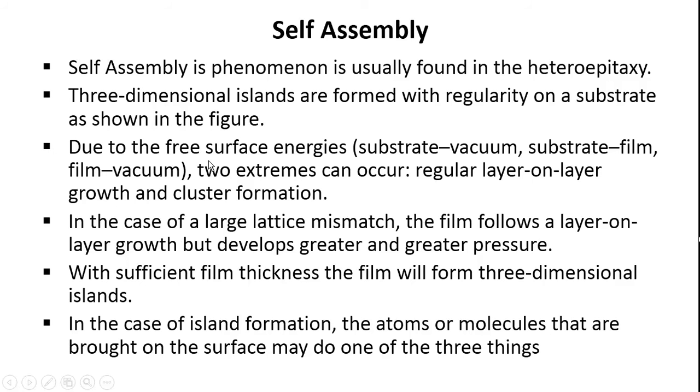Due to the free surface energies, that is substrate to vacuum, substrate to film, and film to vacuum. So in these three surfaces, surface energy is always there due to the contacts of the surfaces together. So what are the two extremes which can occur due to the surface energy? The two extremes that can occur are the regular layer-on-layer growth, either a layer-on-layer growth can be achieved, or a cluster formation.